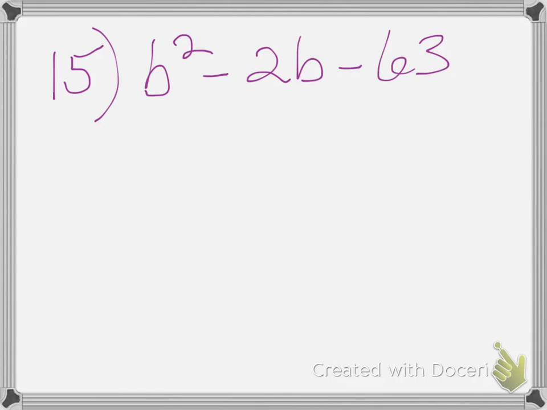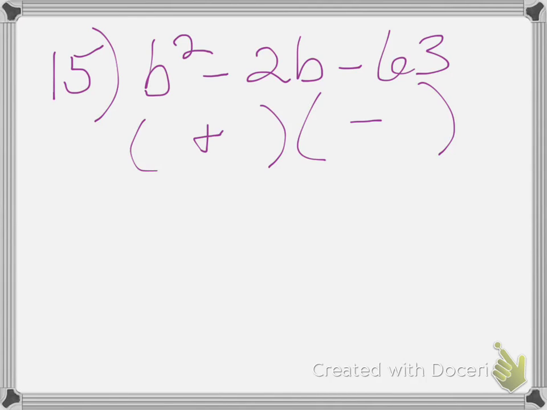Yes, this is on your example page. The first thing we're going to look at here is our signs. What did we say was going to happen when we had two subtraction signs? It would be plus and negative. Yes, it would be two different signs, so plus and minus.